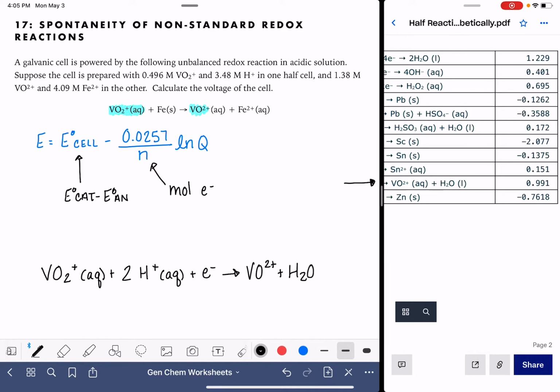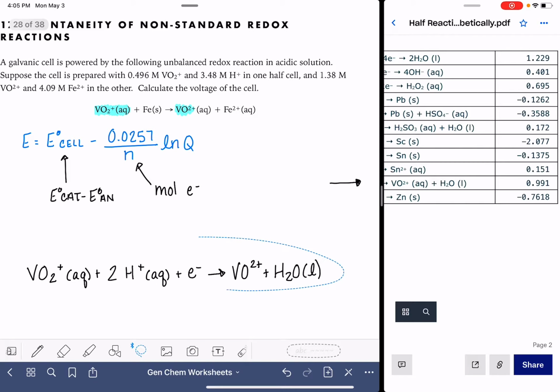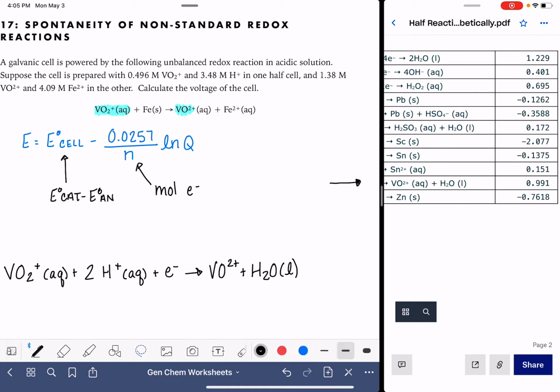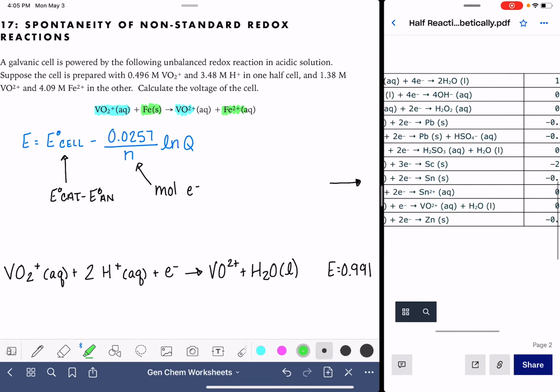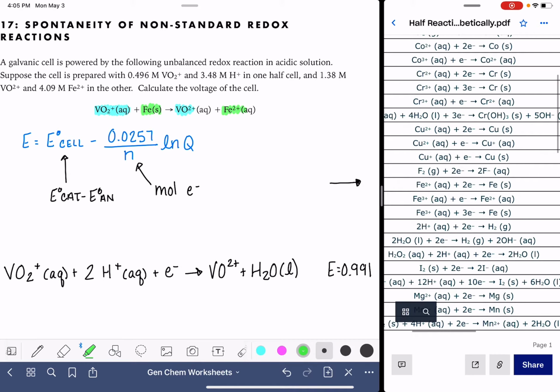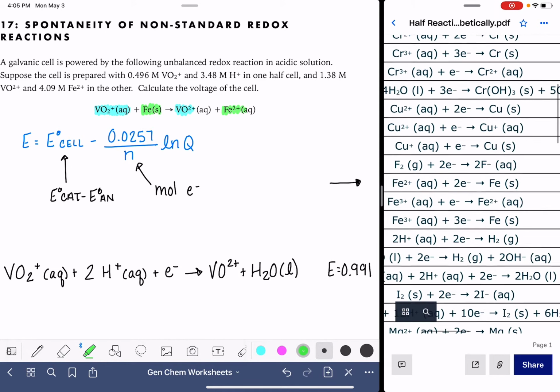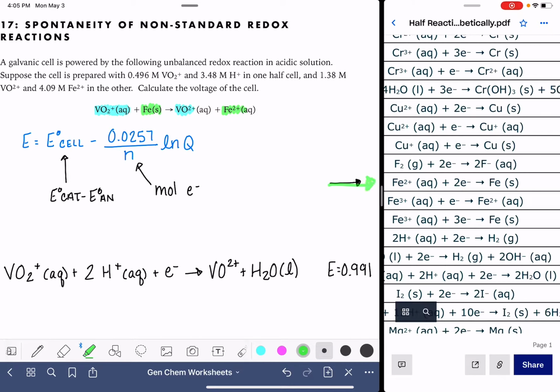And also, while I'm here, I want to copy the voltage down for this particular half reaction. 0.991. The other piece of this is going to be the iron and iron 2 plus. So now I need to go locate that. And it looks like we want to be a little bit careful because it looks like there's 2. I want this one right here. I want the one that has iron 2 plus and iron not charged.